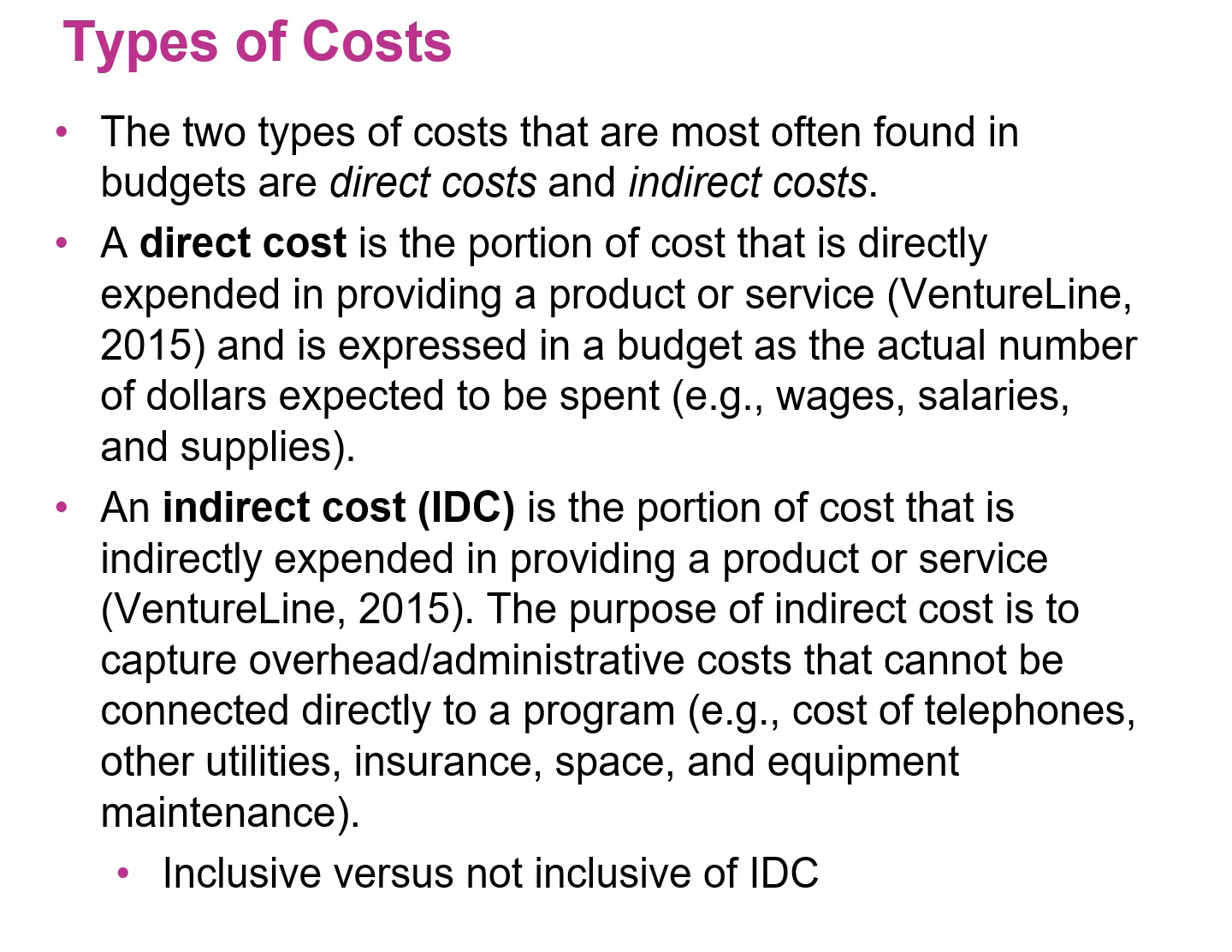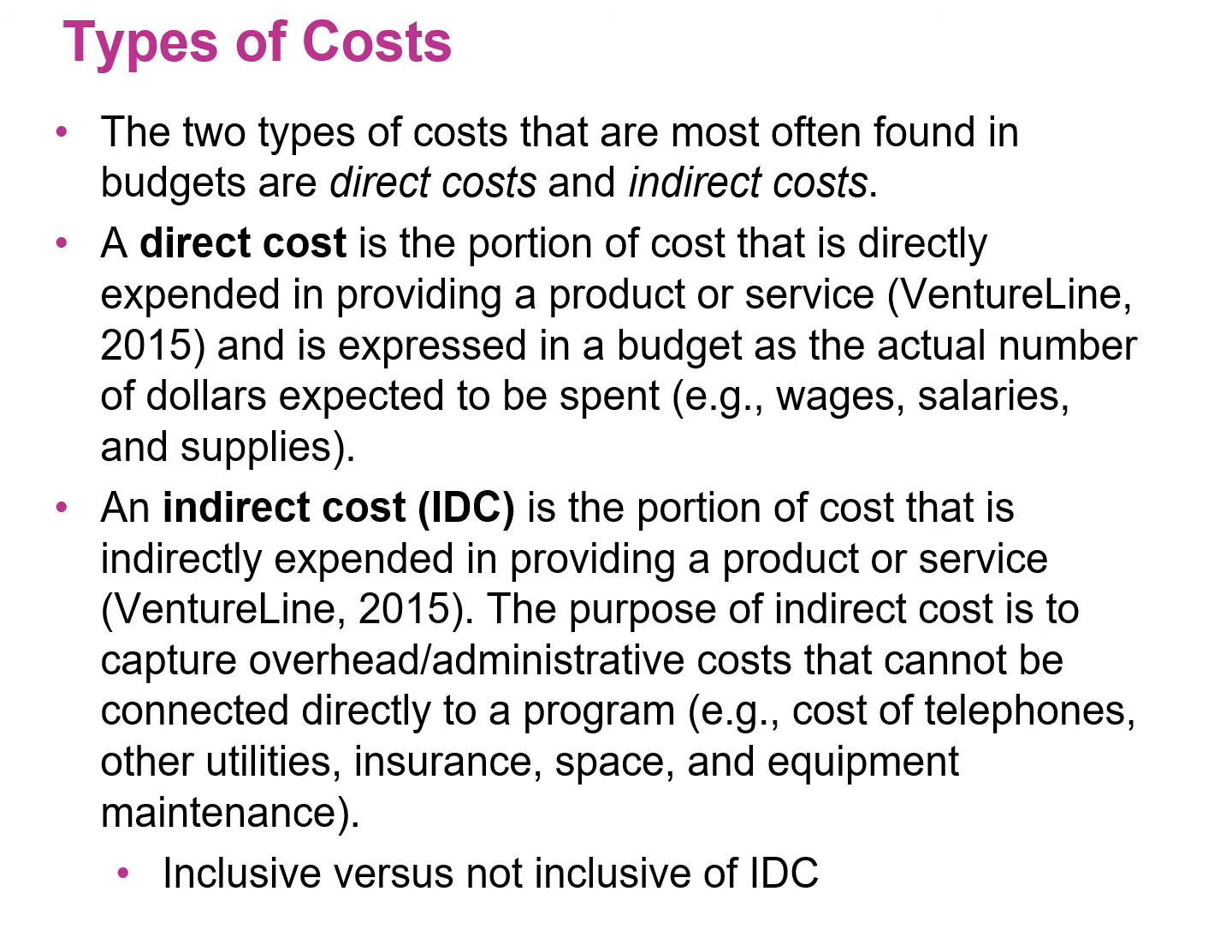So again, when an IDC is not included, you're adding that 50% on. If I was looking at a $150,000 grant and IDC is not included, that 150 goes to me as a direct cost, and then 50% of that goes as the indirect cost, 75,000, which makes the grand total 225.